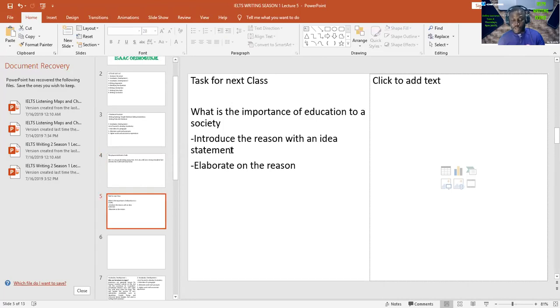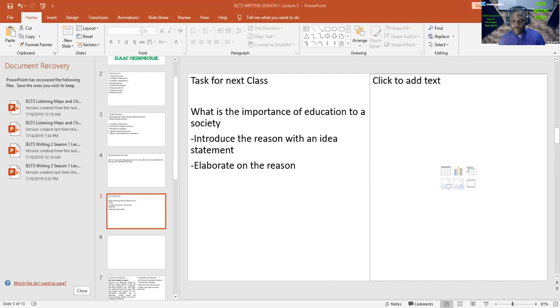Yes, you need to write the opening statement, that is your idea, and present it about the importance of education. Then you go into detailed explanation of your idea. I say elaborate on the reason, that is, write a follow-up statement explaining. Okay, I have not seen anybody drop in that ask, and that is bad enough.